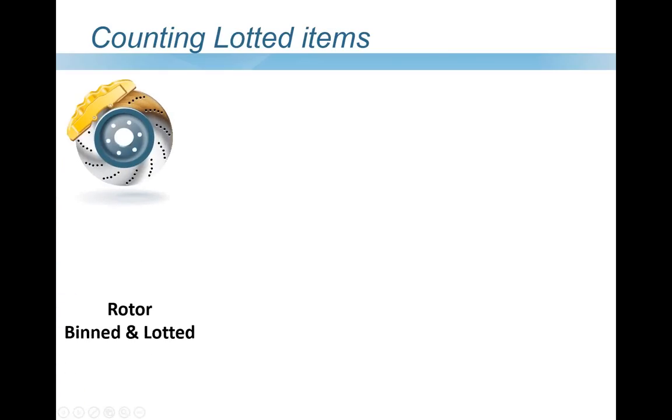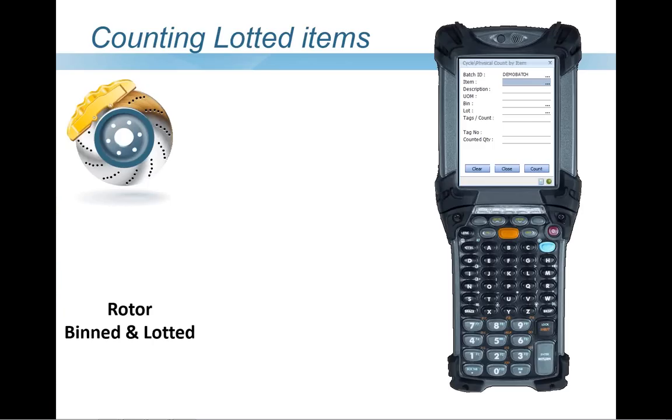When we move over to counting by lots, in this case we're going to use a binned and lotted item. So we're going to open back up our PocketES software, and count that binned and lotted item. But this time we're going to count it using cycle count by bin. We'll start off just as we did previously by selecting our batch ID. This time, rather than entering in the item, we're going to enter in the bin.